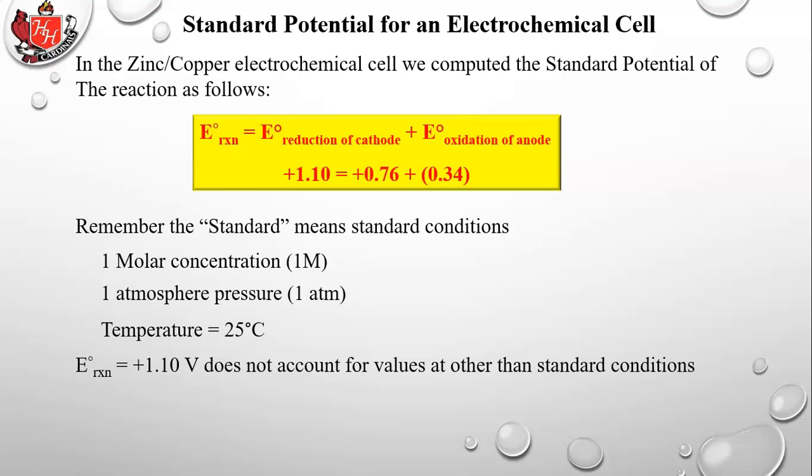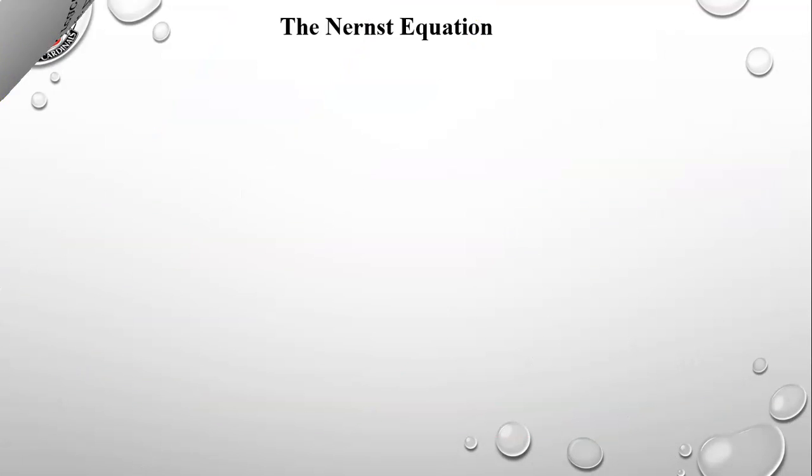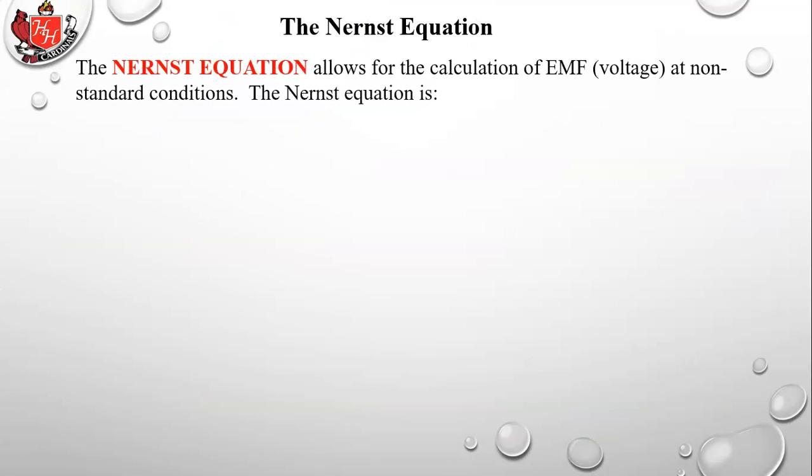That does not account for values other than standard conditions. In other words, we only computed the voltage there, the 1.10, for those very specific conditions. But what if you want to do something other than those conditions? So what if we want the EMF at non-standard conditions, some other concentration, for example? So the Nernst equation allows the calculation of EMF voltage at non-standard conditions.